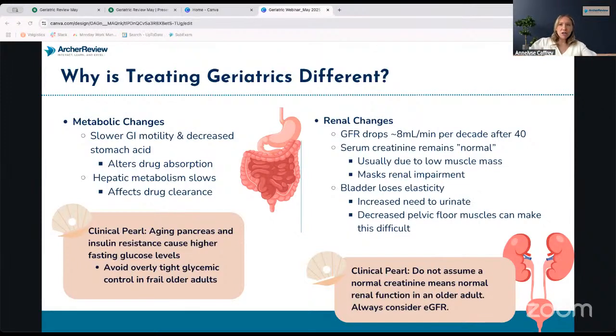We know bladder changes, incontinence becomes more common, even though it's not normal. We'll talk about that later. Pelvic floor muscles can also kind of contribute to that, especially in men when the prostate starts to get big.